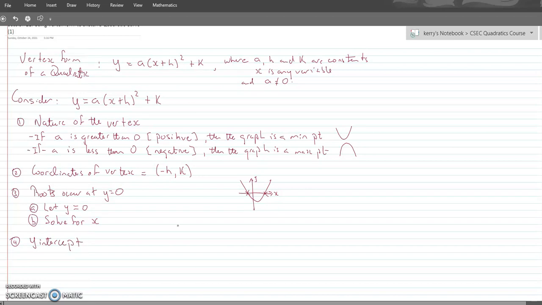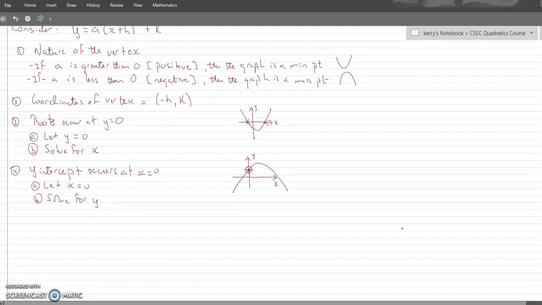Where's the y-intercept of any graph? The y-intercept of any graph is where the graph cuts the y-axis. This is your y-intercept here. But remember, on the y-axis, x is 0. So the y-intercept, because a quadratic graph only cuts the y-axis once, occurs at x is equal to 0. So just like previously, part A, you let x be equal to 0, and part B, solve for y.